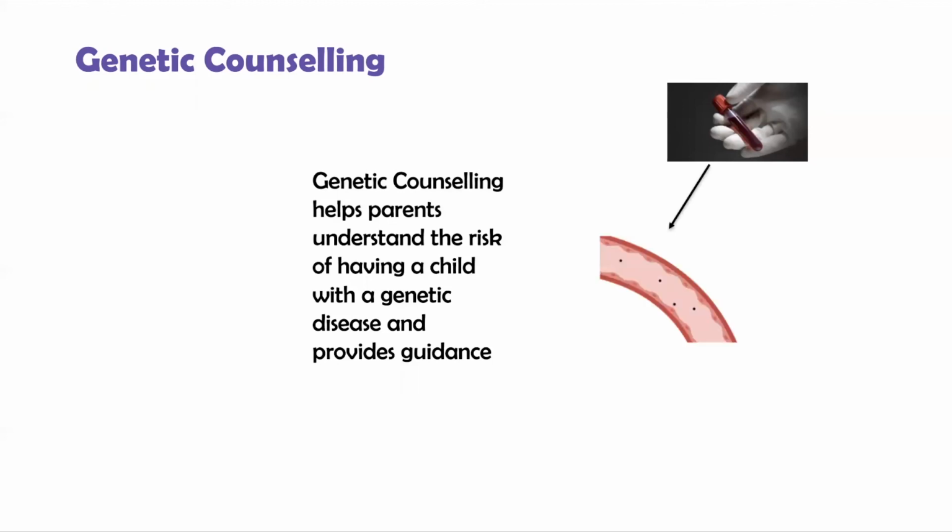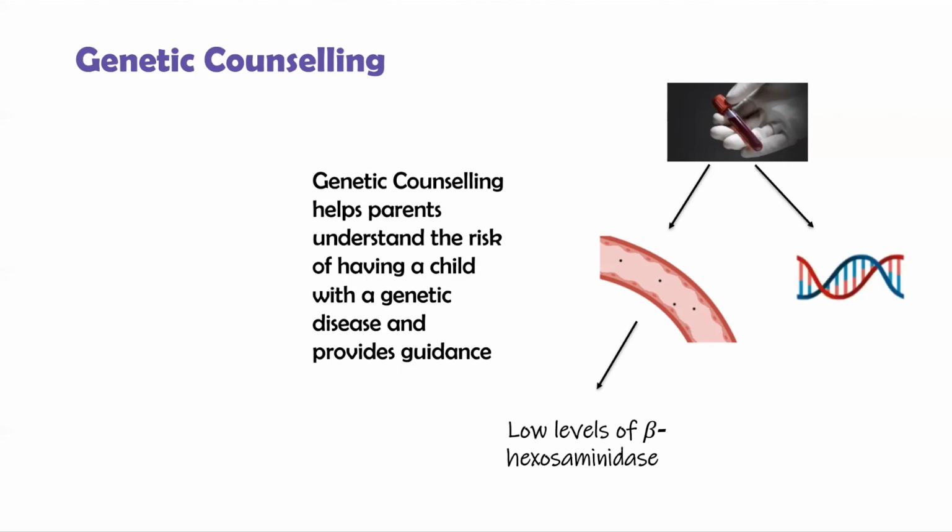Here, you can see that we have a blood vessel where the black dots indicate the beta-hexosaminidase activity. And in this case, we see low levels of this enzyme activity, which indicates the presence of Tay-Sachs disease. In addition to this, the genome sequence of the parents can also be determined from the blood sample to find out whether the parent has a mutated HexA gene or not. And therefore, this can help detect the presence of Tay-Sachs disease.